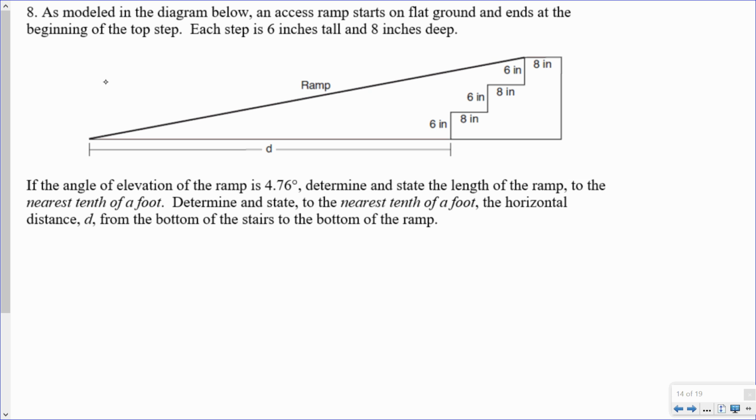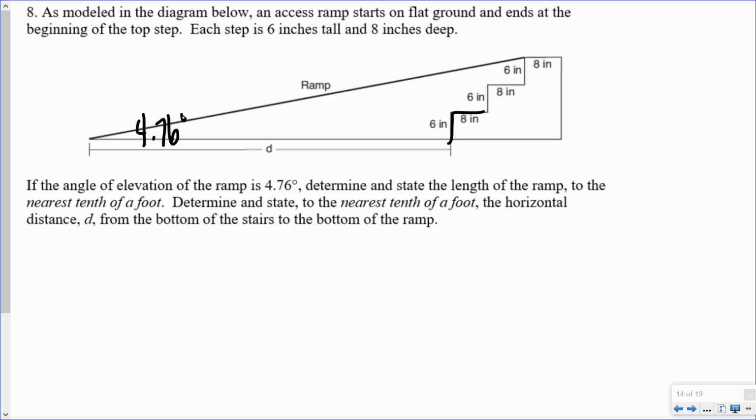And we're going to kind of go through this together. As modeled in the diagram below, an access ramp starts on flat ground and ends at the beginning of the top step. Each step is 6 inches tall and 8 inches deep, and you can see that that information is given to you in your diagram. The angle of elevation of the ramp is 4.76 degrees. So this is the angle of elevation. Determine and state the length of the ramp to the nearest foot.